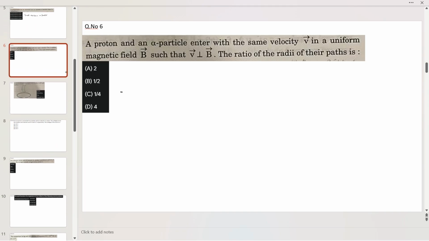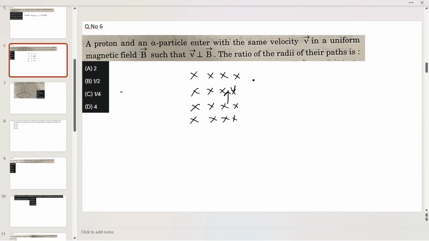A proton and an alpha particle enter with the same velocity in a uniform magnetic field such that V is perpendicular to B. Let us consider that the magnetic field is into the plane of the paper, and the velocity is perpendicular to the magnetic field. So we have to find the ratio.